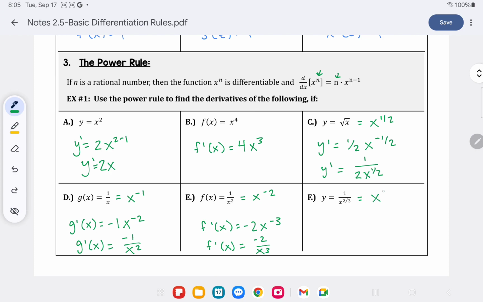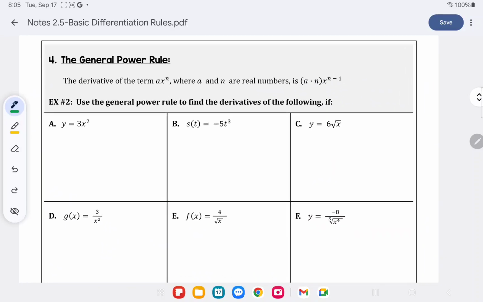On F, it's the same idea. We just have a rational exponent. That's x to the negative 2/3. So my derivative would be negative 2/3 x to the negative 2/3 minus 1, which would be negative 5/3. And then again, I'm going to rewrite that so I don't have negative exponents. Negative 2 over 3x to the 5/3 power.